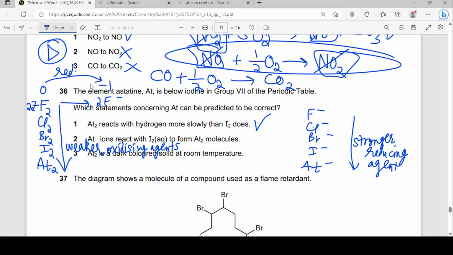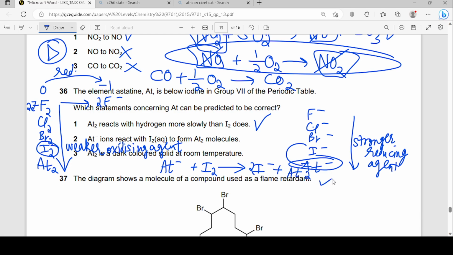So At minus ions react. Why did I erase that? I was going to use that information. Okay. Which statements concerning At can be predicted to be correct? At minus ions react with I2 to form At2 molecules. So At minus reacts with I2. So I2 is a weaker oxidizing agent, and then At minus can react with it to form At2. At minus is a stronger reducing agent than I2 right now. So it can definitely make I2 into I minus. So that is what will happen.